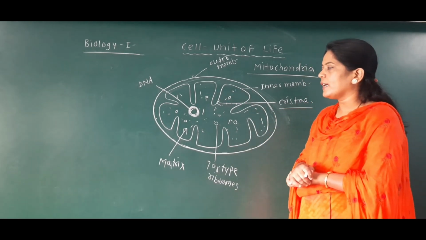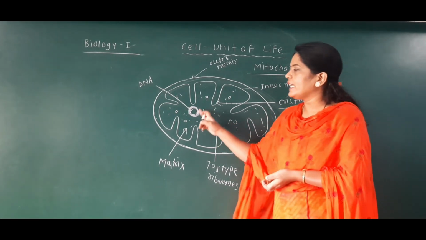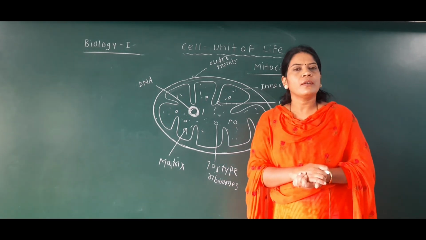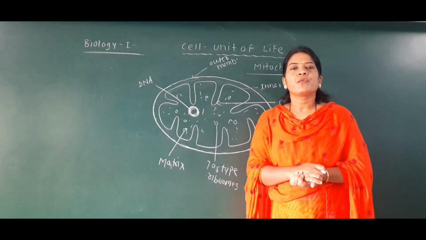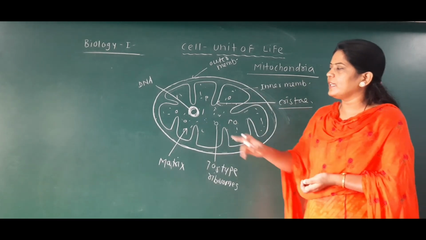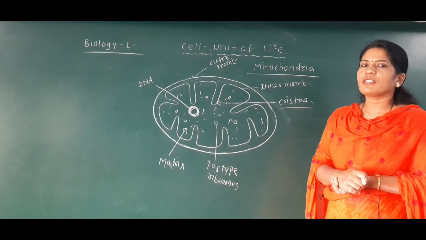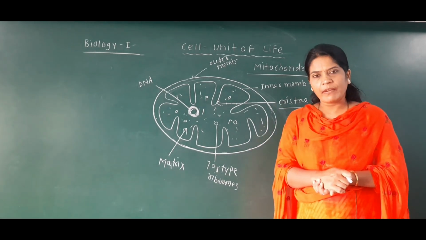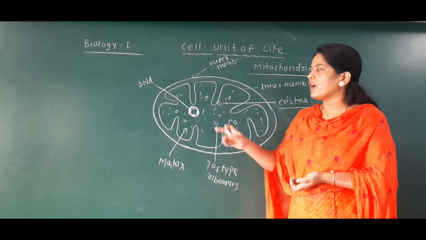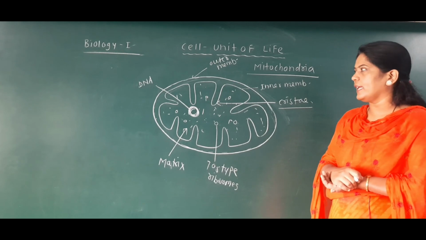One important thing you should notice is that mitochondria has its own DNA. In the previous cell organelles, we have not seen the presence of DNA, but here the DNA is present inside the mitochondria. So if the question is asked whether DNA is present in the mitochondria, the answer is yes, because it contains its own DNA in the form of circular DNA.